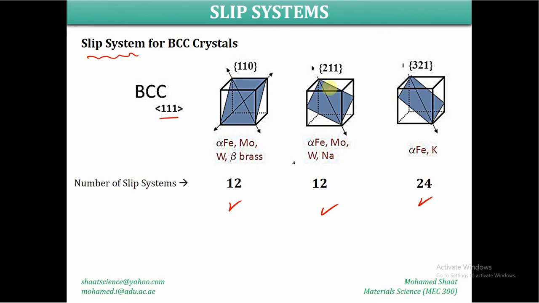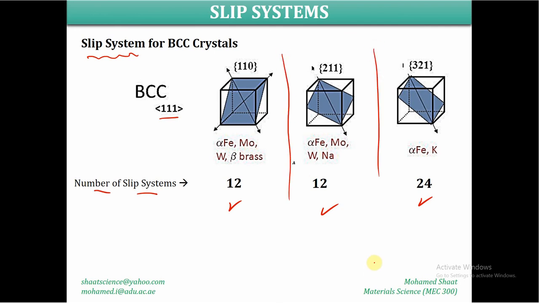The same thing here. Any direction that belongs to this family is going to be the one with the largest linear density, and this is going to define the slip direction. The same thing for the 321 crystallographic plane: the direction that belongs to this family is the one that is going to define the slip direction. Make sense?